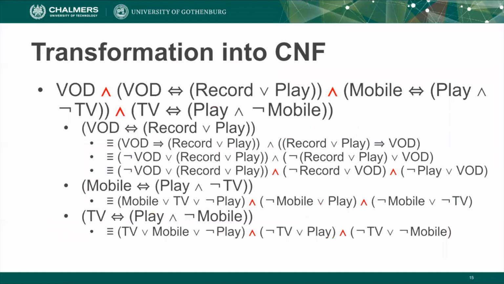Now, what we want to do is a little bit of massaging and transformation to get this into conjunctive normal form, okay? Now, there's parts of this that we need to work with. Any of these equivalent statements we need to transform. So when we have VOD is equivalent to record or play, well, let's think about what this means. This means VOD implies record or play, and record or play implies VOD. Okay, great. Now we can transform this into not VOD or record or play, and not record or play or VOD.